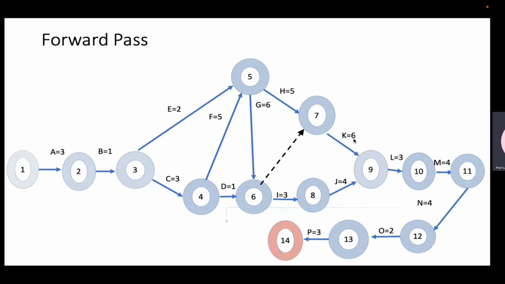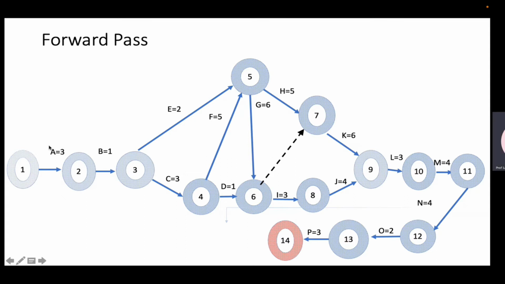Then, after the network is done, we find out how much time it is going to take to reach from here to here, and how much time it's going to take to go back from here back to this. So when you move forward, you call it the forward pass. So we start like this. We'll start at time 0.